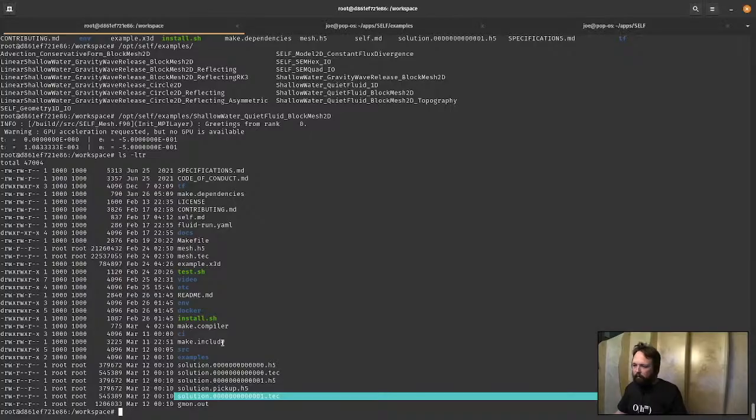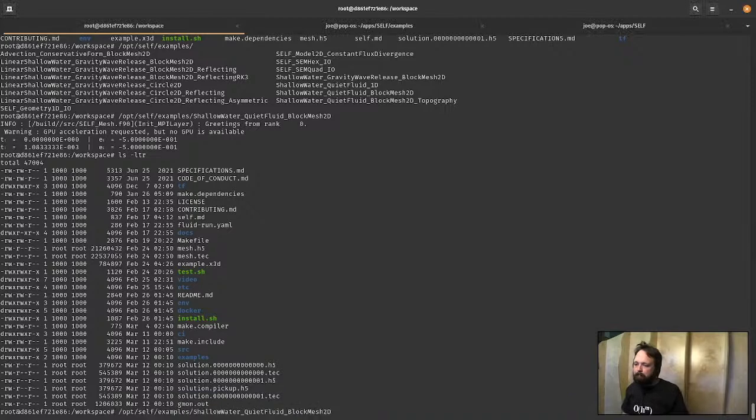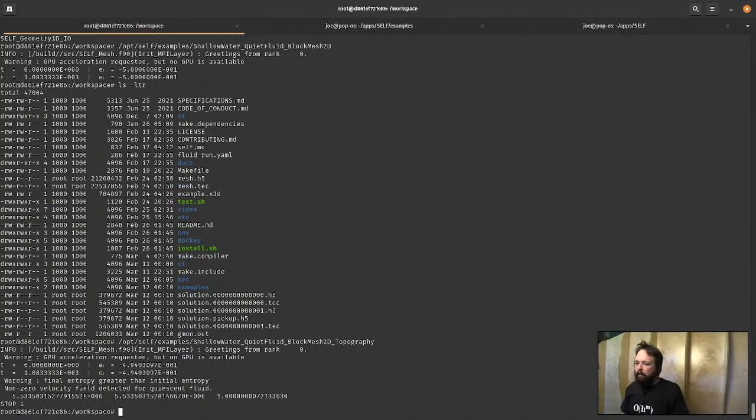Let's take a look at what happens when we add topography. All right. So the example program picked up on the fact that the entropy changed, which is weird. It's not printing the correct value there. I'll figure that out. But it also picked up on the fact that the velocity field is now non-zero. So the free surface height looked like it stayed mainly the same, but now we've got some non-zero velocity here. So let's take a look at what that looks like.